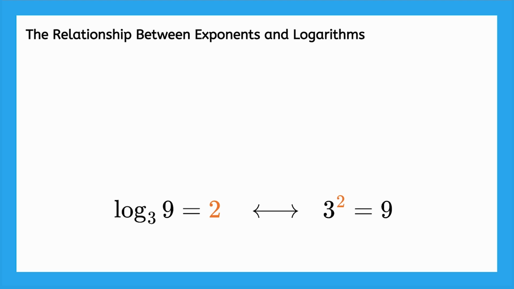That is, they represent the exact same relationship. This double-headed arrow is read as "if and only if," and it means that if either one of the statements is true, the other one has to be true as well. And if either one is false, both are automatically false.